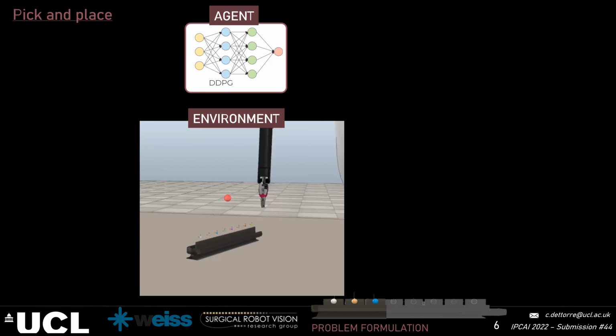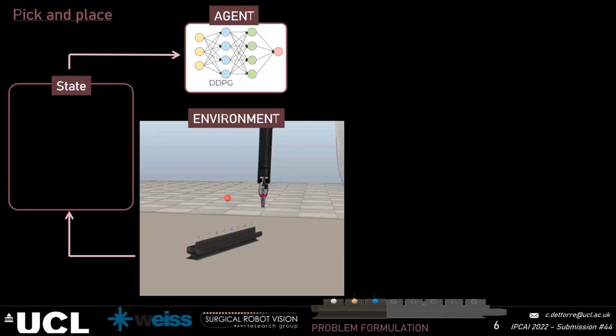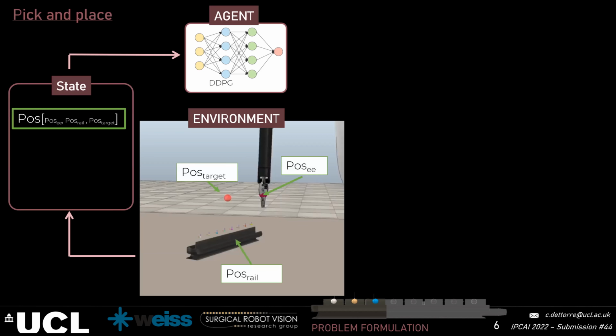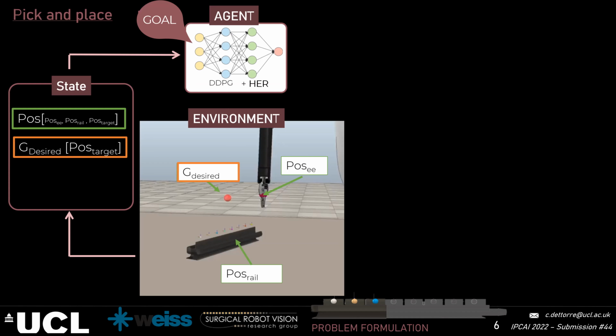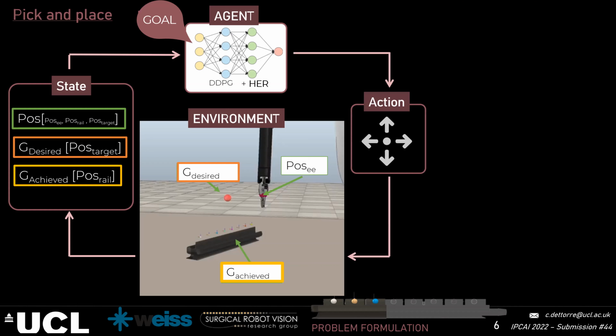As we said, we have an agent and the environment. The state is characterized by the position information of all the objects in the workspace. Additionally, the task is defined as goal-oriented in order to be able to use the Hindsight Experience Replay algorithm. Therefore, the state information is augmented, adding the desired goal and the achieved one. And we have the action as described before.